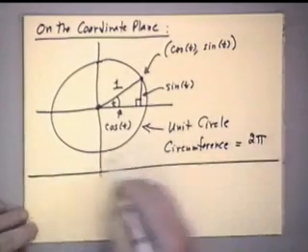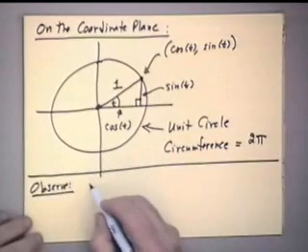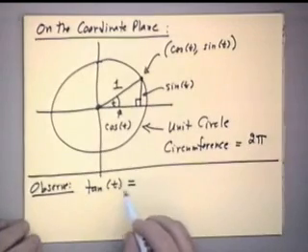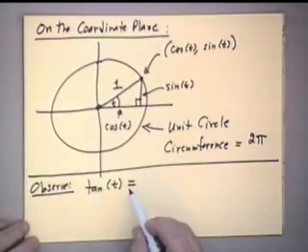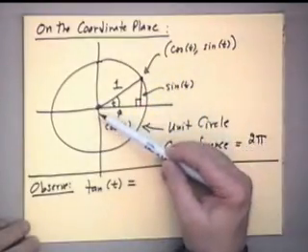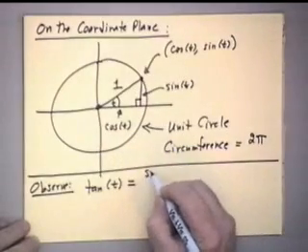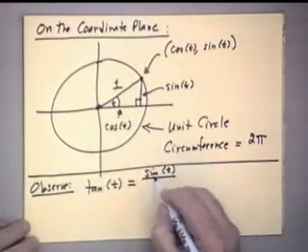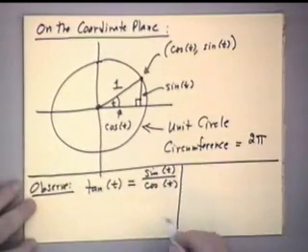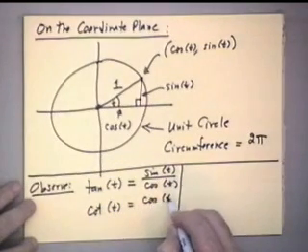Let's observe one other thing in this picture, that we can reinterpret the tangent, for example, differently from what we did on the previous page. On the previous page, we said the tangent was the opposite over the adjacent. Well, notice that the opposite is the sine and the adjacent is the cosine, so that means the tangent can be interpreted as the sine over the cosine. That will be very handy. Likewise, the cotangent can be interpreted as the cosine over the sine.